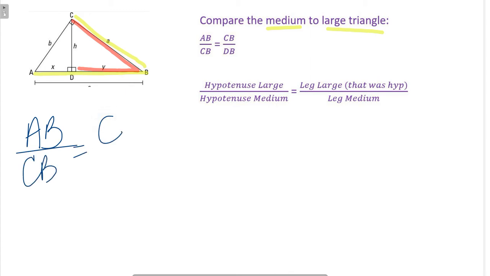CB becomes the leg of the large to the leg of the medium, DB. Once again, when we cross multiply, we get a special relationship. We get this geometric mean. Don't worry if you don't know what that is.